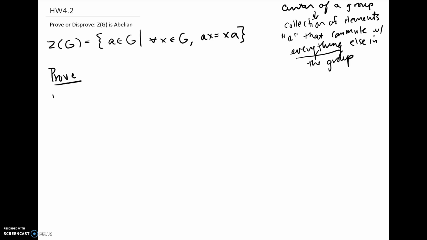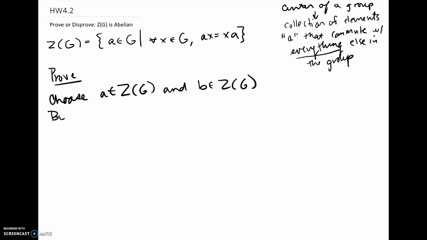So first we're going to choose two elements in Z of G. Choose A as a member of Z of G and B as a member of Z of G. So by definition, since A is a member of Z of G, for all X that is a member of G, AX equals XA.